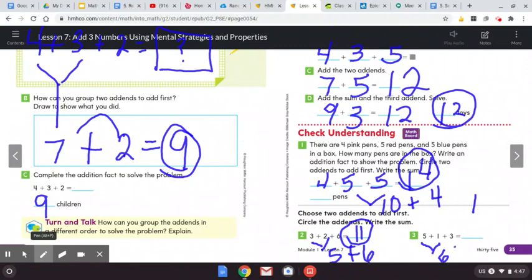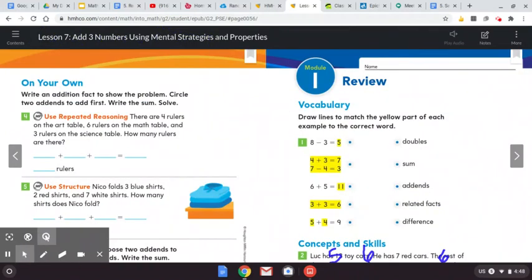All right, who knows what 6 plus 3 is? 6, 7, 8, 9. Who got that one? Good job. Okay, this one is on your own.